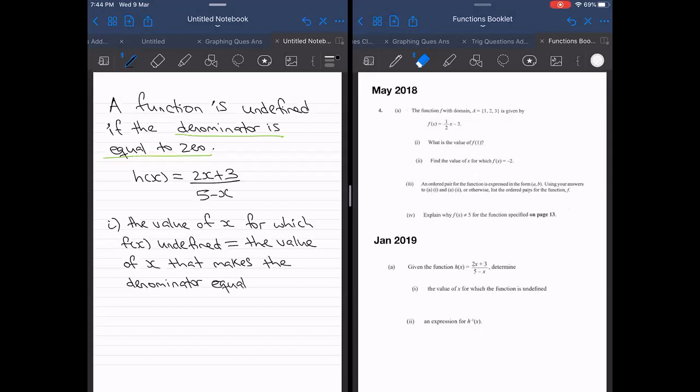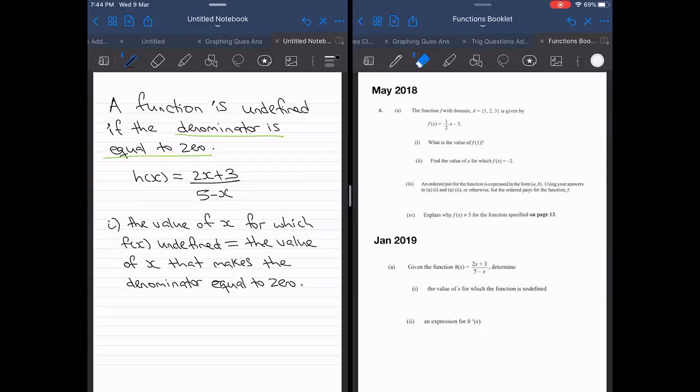So again, this is something new that you would need to know. So we already learned something new today. We learned what domain means. We learned what ordered pair for the function means. I'm saying now we're learning what it means for the function to be undefined. And if they're asking you for the value that makes a function undefined, they're asking you what is the value that makes the denominator equal to 0.